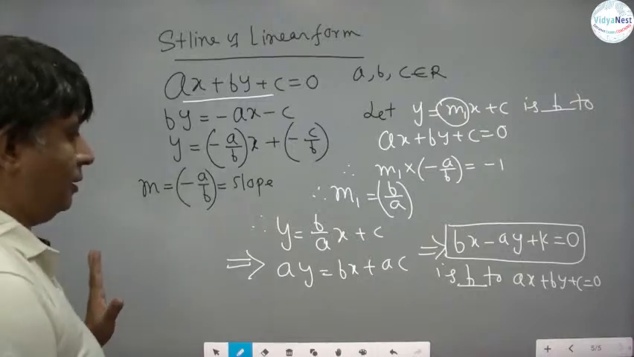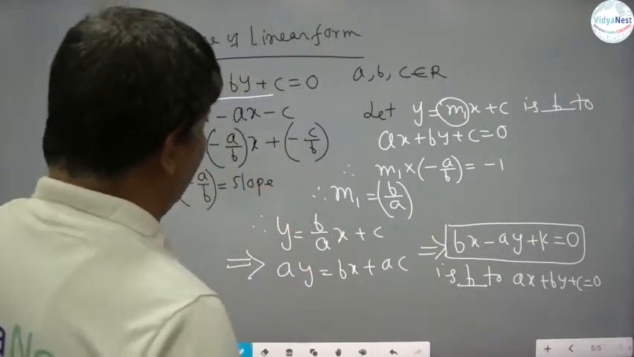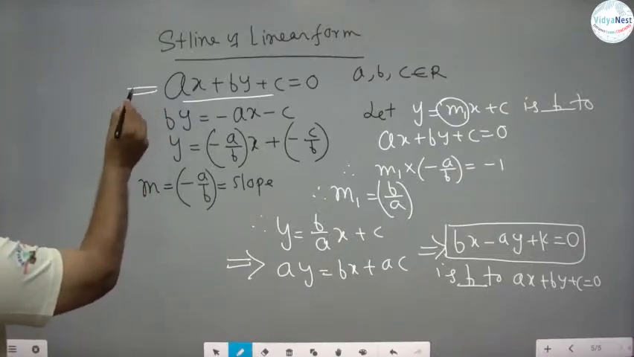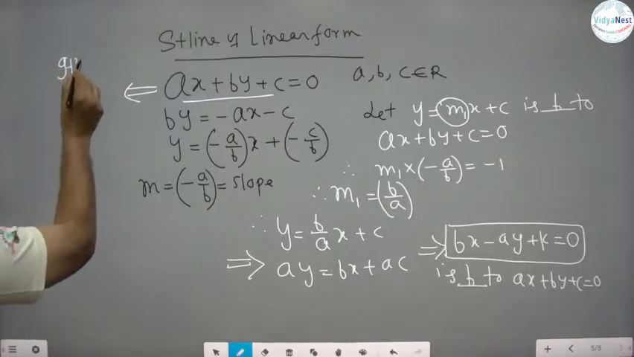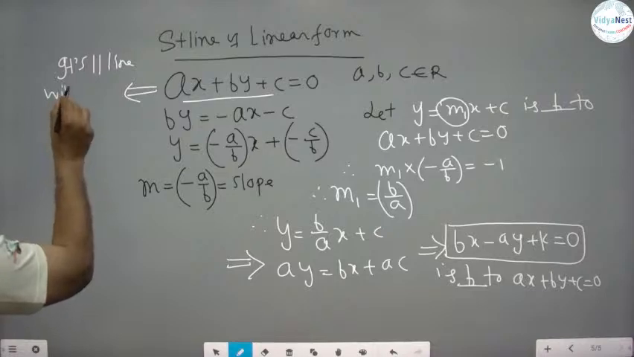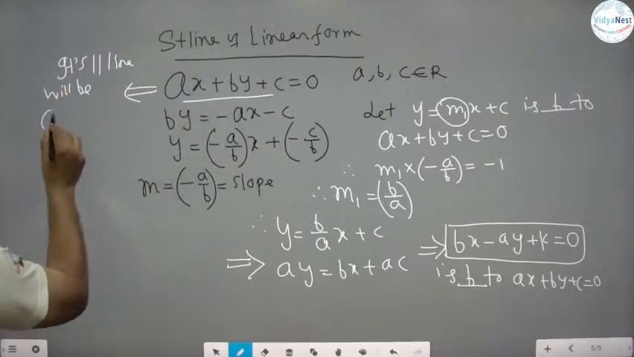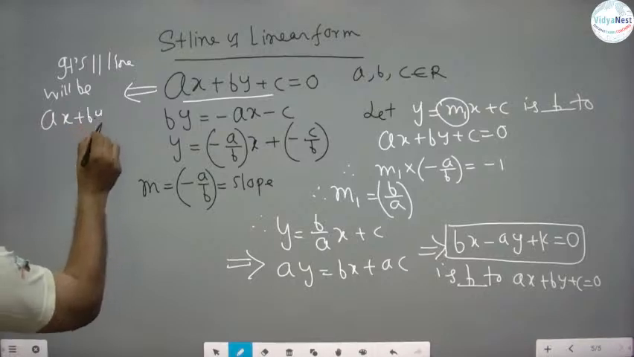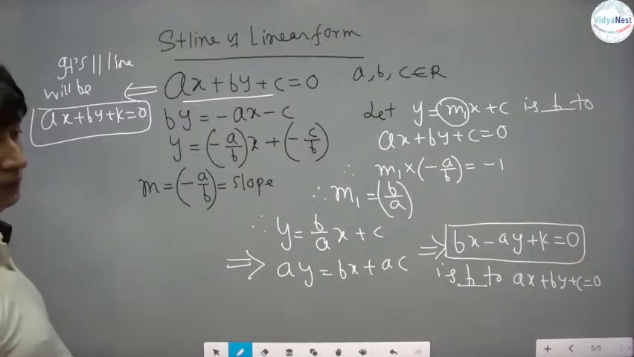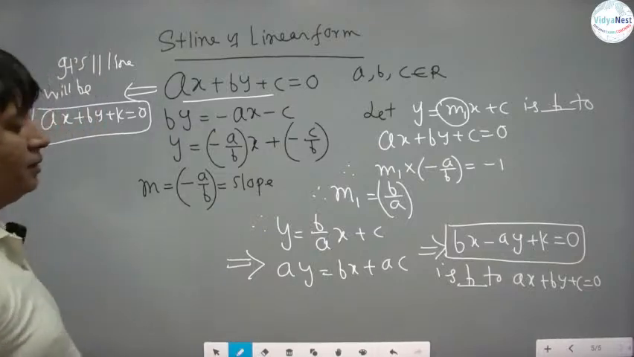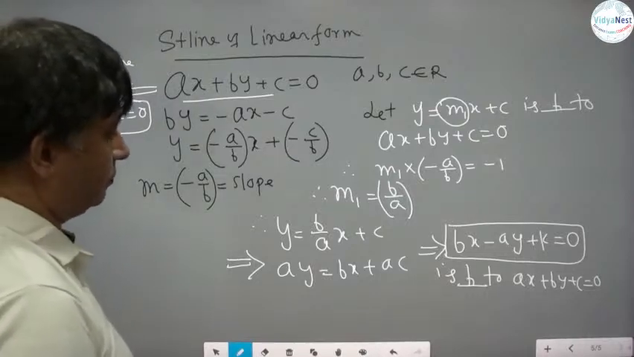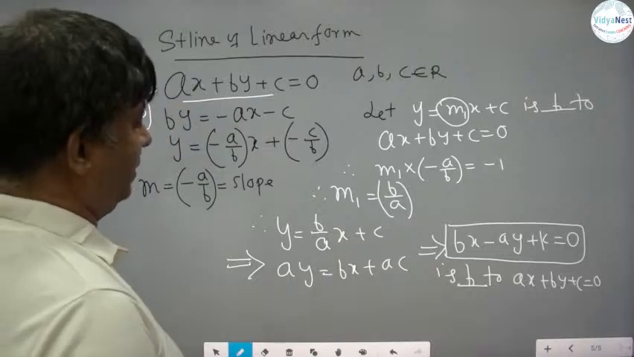Okay, and what will be the parallel line's equation in that case? Its parallel line, in the same manner, everything will be the same, only they will differ by a constant term. Now this is called the linear form of a straight line.